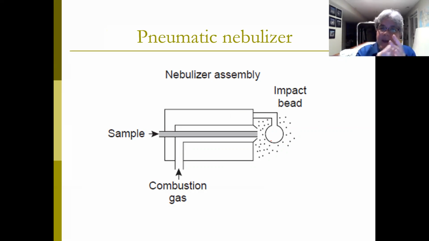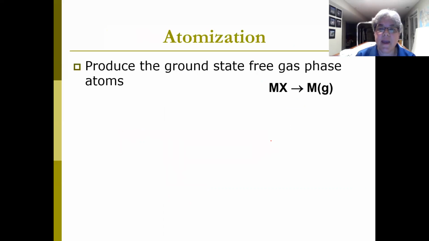And so when they hit that bead, that will help all the particles break up a little bit more, and you get a more uniform mist, a more uniform aerosol. Okay, so that's nebulization. All right, now I get my particles into this mist of small particles, and now I need to atomize them. I need to get them into the gas phase as single atoms. So this is absolutely critical because in AA, this guy right here, that's the one that's going to absorb the light. That's the thing I'm trying to measure.